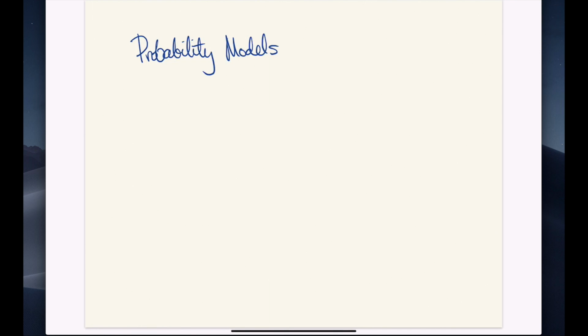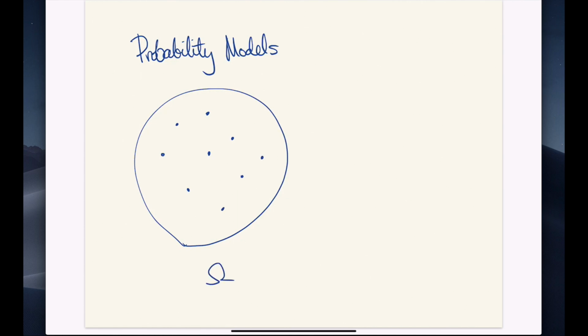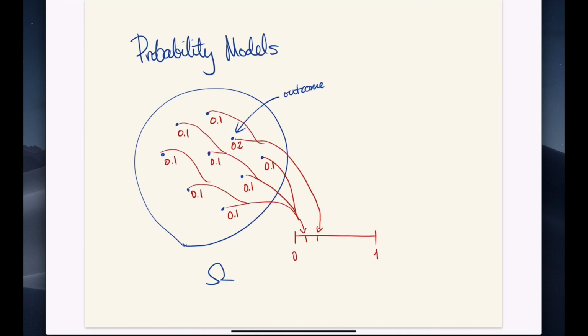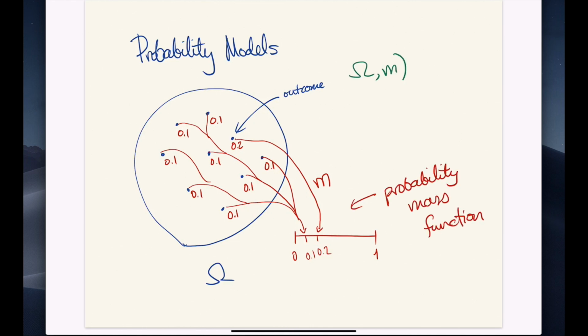So if we have a random experiment, there's going to be some number of outcomes that that experiment can have. And mathematically, we'll describe that experiment as the set of outcomes, which is customarily denoted capital omega, together with a function little m that says how likely each of those outcomes is. This pair omega comma m is called a probability space.